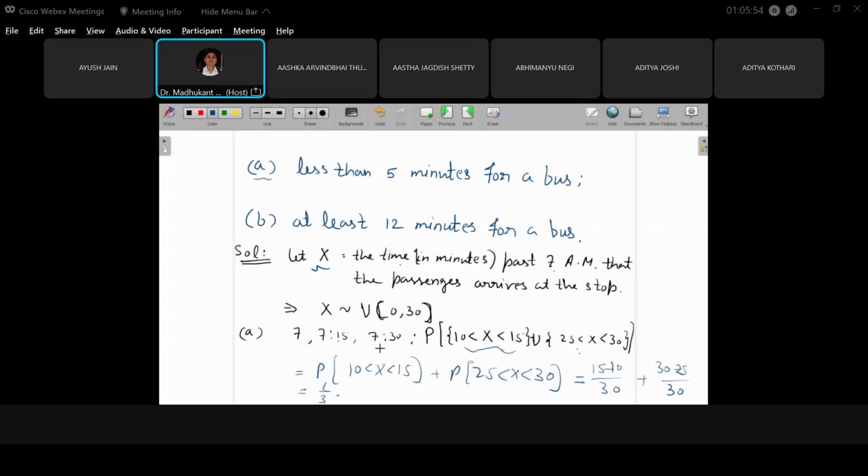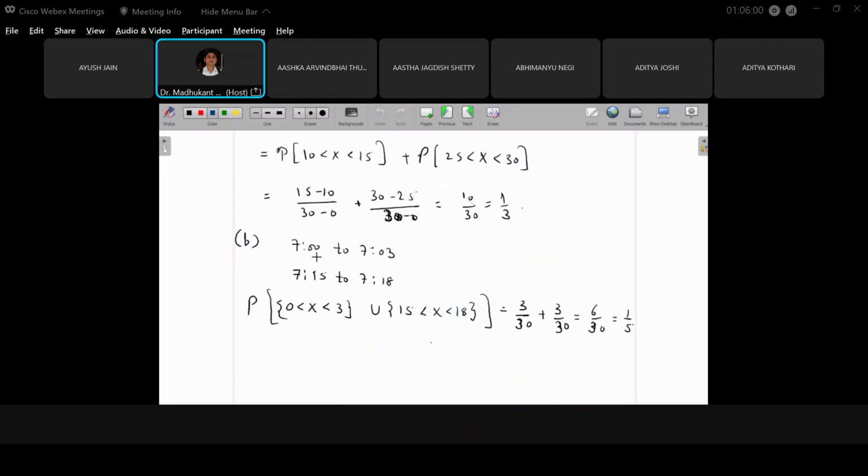Okay, and you do it again in a similar fashion. Then you can find the final answer. So 7 to 7:03 and 7:15 to 7:18. So you have 0 to 3x and 15 to 18x, and you have the final answer.